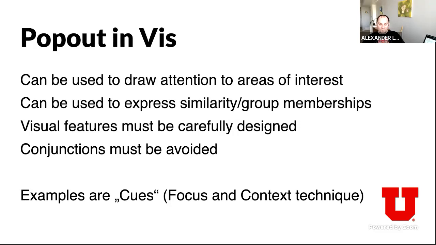But of course, to make this work, your features have to be carefully designed. You have to avoid conjunctions. That's why, when I design visualizations, I usually try to minimize my use of color and reserve color for these kinds of pop-out features for interaction. If I want to find something, to highlight, or to show relationships, I use color because it's a very strong pop-out variable, but it's also tricky to use in another context. So color is really great for doing that, but you have to be very careful when you create visualizations so that it actually works. An example of pop-out are these cues in focus and context techniques, which we'll talk about a little bit later.